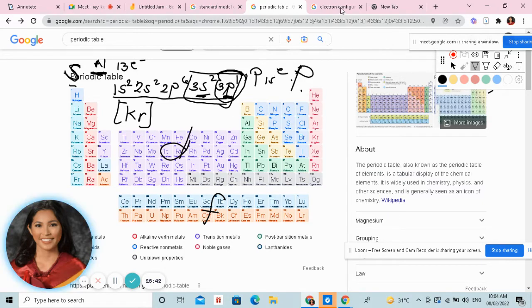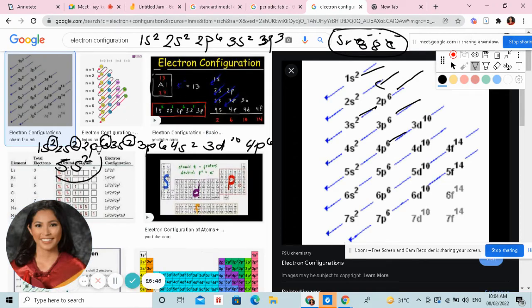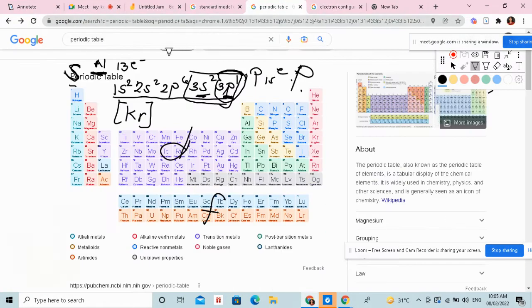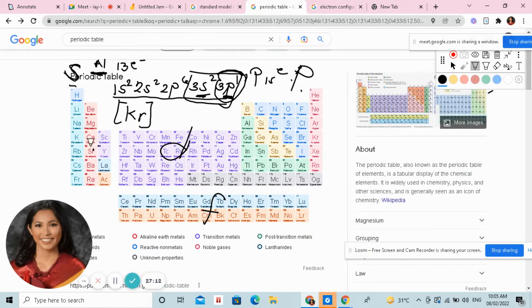Now, we have the configuration of strontium. Strontium, what is the outermost sub-level energy? We have 5s. So we can check, strontium is in S. It's correct. Now, in your periodic table, all in this block is S1, and all in this block is S2.